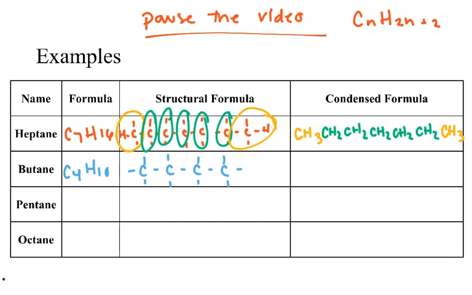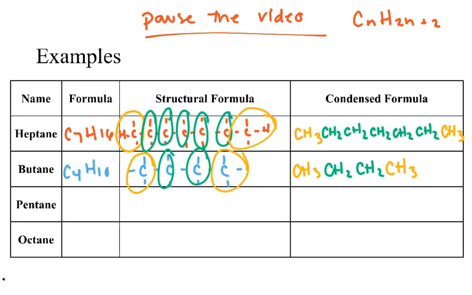And again, same thing with the condensed. We have a CH3 on the end. We have 1, 2 CH2s in the middle, CH2, CH2, and then we have another CH3 on the end. So you guys can start to see the pattern and how it's going along the way.